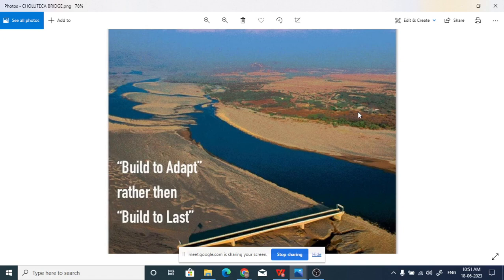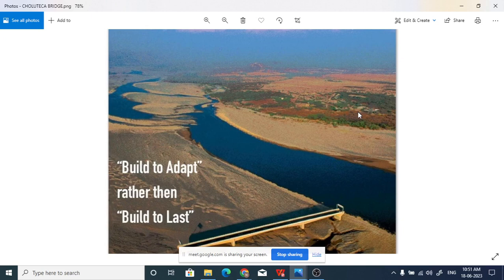So, sometimes we may aim at doing something, but a totally different thing may happen. In life, a lot of unexpected things will happen, right? For example, you have to build to adapt rather than build to last.